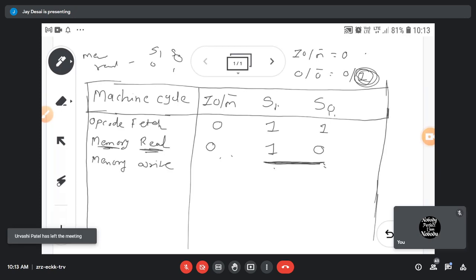Okay. Again, it is memory. So what over IO/M bar? 0. Again, you have to select memory, so you have to put 0. And for the writing operation, there is a status of S1 is 0 and S0 is 1. So whenever you find that the logic at S1 is 0 and the logic at S0 is 1, you have to immediately understand that right now my processor is performing the writing operation. Okay, clear?